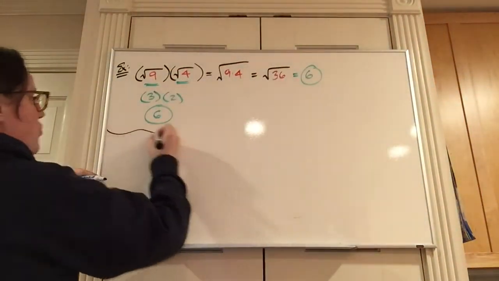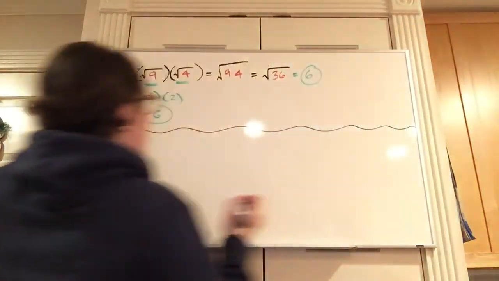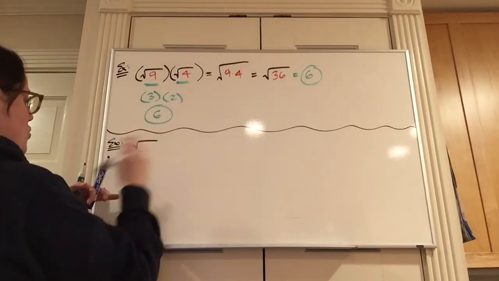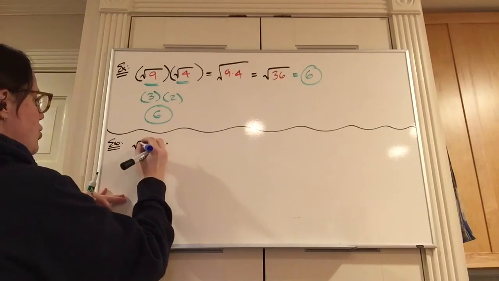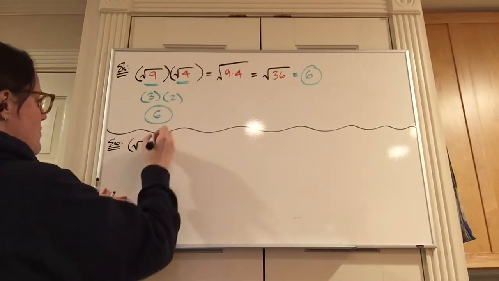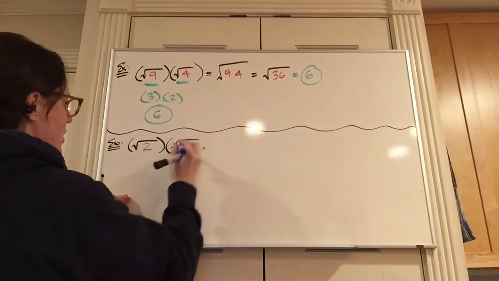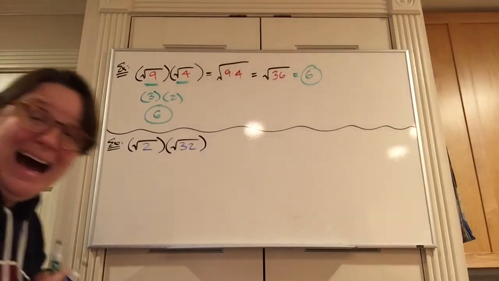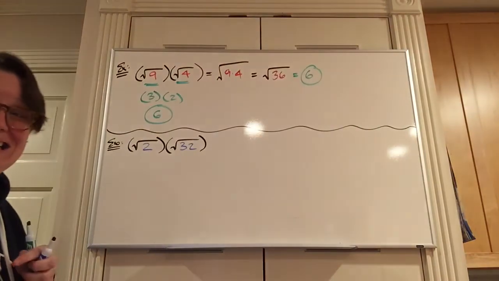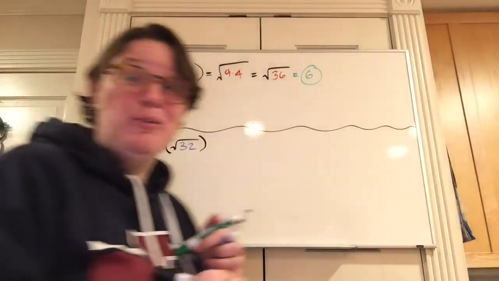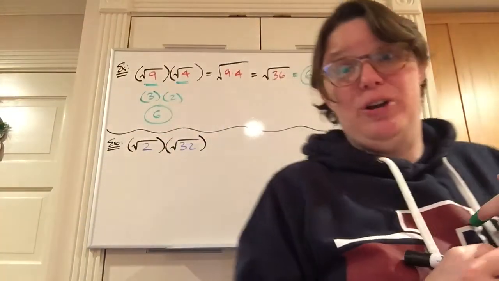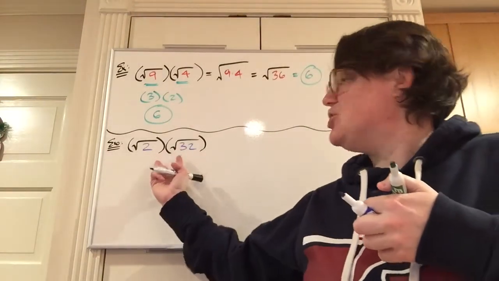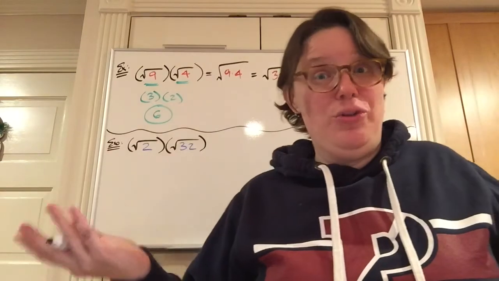Sometimes you will have a problem where the order kind of matters. So for example, let's say I asked you, what is the square root of 2 times the square root of 32? I do not know the square root of 2. It is like 1.4 something and it goes on forever and ever. I do not know the square root of 32. It's like 5 point something and it goes on forever and ever. I can't start by taking the square roots because I do not know them.